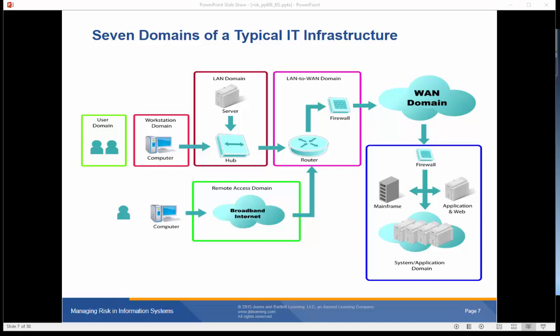So let's talk about the LAN-to-WAN domain. The LAN-to-WAN domain connects the local area network to the wide area network. The LAN domain is considered a trusted zone because it is controlled by a company. The WAN domain is considered an untrusted zone because it is not controlled and is accessible by attackers. The area between the trusted and untrusted zone is protected with one or more firewalls. This is also called the boundary or the edge.